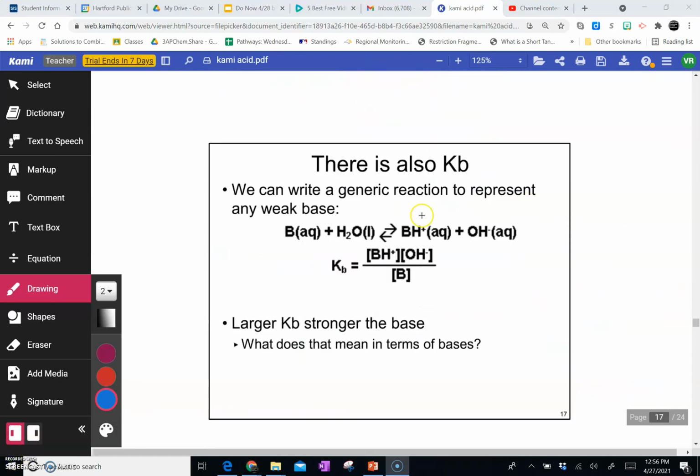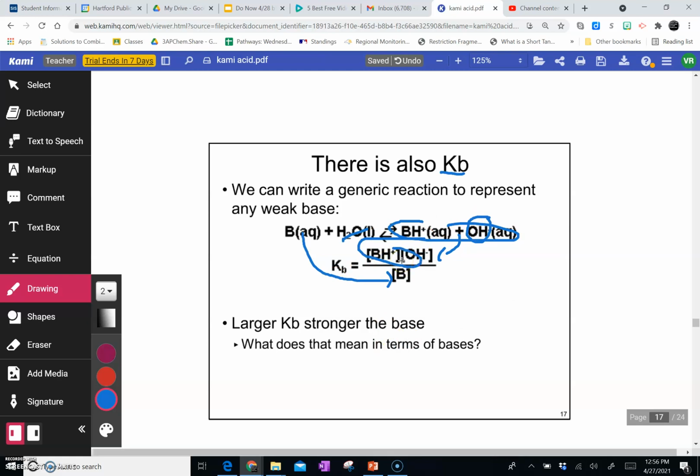So there's also a Kb, and the Kb is sort of the same as the Ka, except it's for bases, and the same sort of rules apply. So you can see, again, we don't include the water, and we have the products over the reactants. And the same rules apply: the larger the Kb, the stronger the base. So in terms of bases, you'll have more of the water in the OH form, or you'll have more products, or more things that have accepted H+.